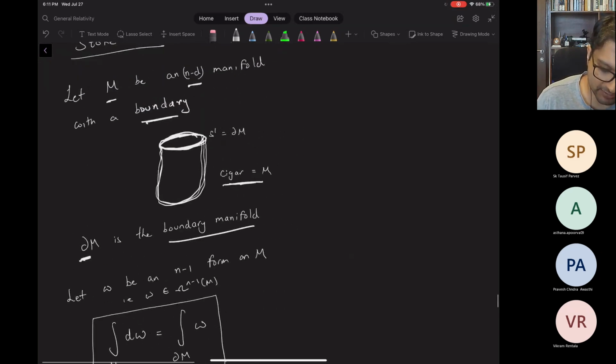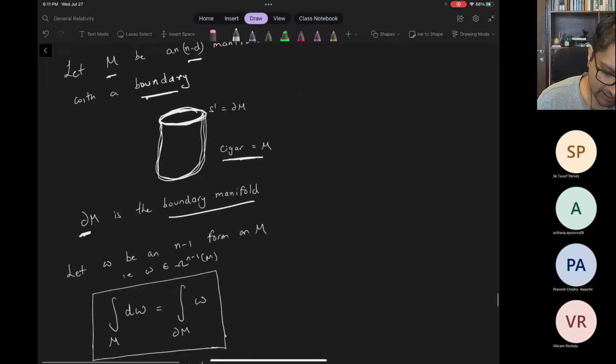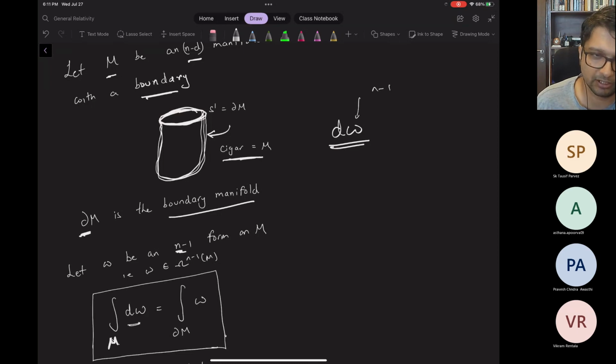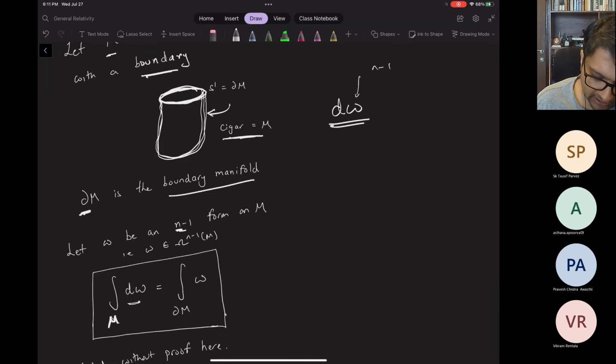So now Stokes theorem is the statement that if I have an n-1 form on this manifold, not an n form, which is a volume element, but an n-1 form, then I do an integration of d omega. Omega is an n-1 form, so d omega is an n form. So I do the integration of d omega over the manifold. This integration is defined. I'll assume it's an orientable manifold. Then the claim is that the result of this integration is equal to omega integrated over the boundary manifold.